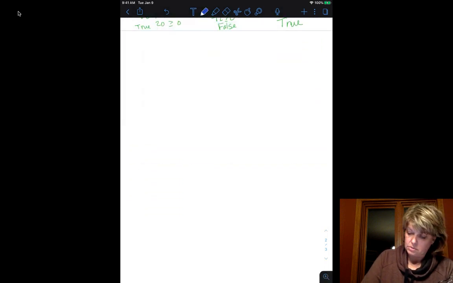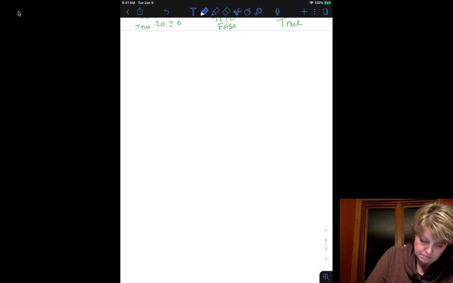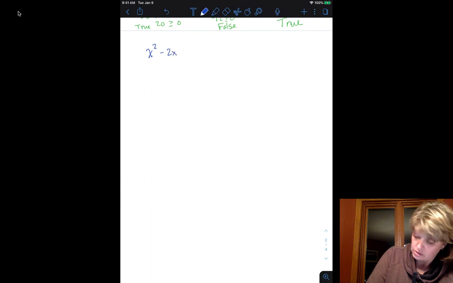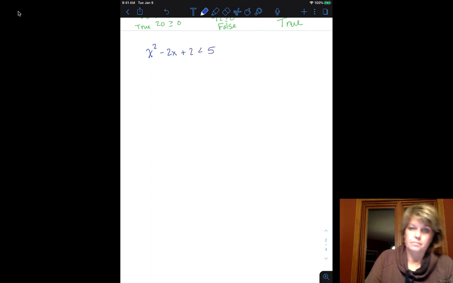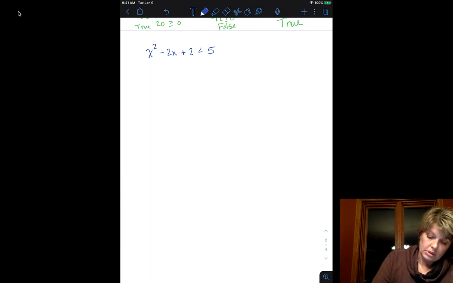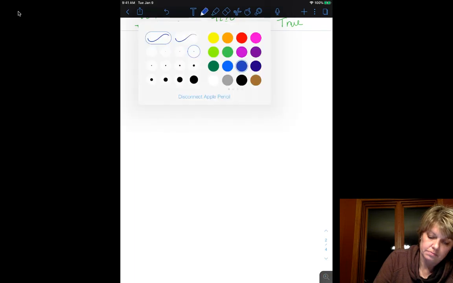Last but not least, we have the fourth equation, x squared minus 2x plus 2 is less than 5. So again, you'll notice we have a quadratic term right here, so therefore we have to use our factoring again.